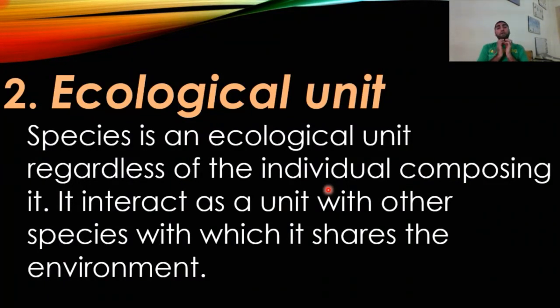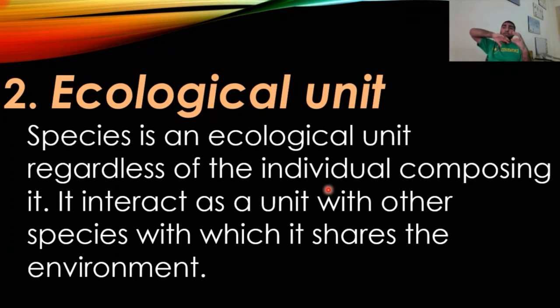Species is also an ecological unit. How? Regardless of the individuals composing it, it interacts as a unit with each other and with those with which it shares the environment. For example, the species is an ecological unit because they occupy the same geography, or live in an environment, and they interact with each other, and they also interact with other groups or other species of the community.